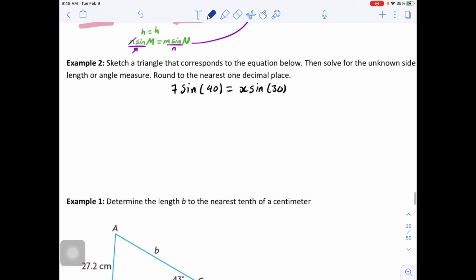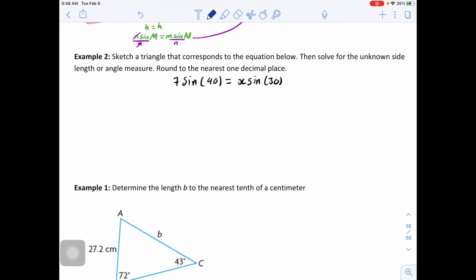So let's look at example 2 here and solve this one. Sketch a triangle that corresponds to the equation below. Then solve for the unknown side length or angle measure. Round to the nearest one decimal place. So recognize this won't be in your note package. I had to write it out. For some reason, the PDF did not decide to work with me on that one. So make sure you write this out. This is the equation that's given.